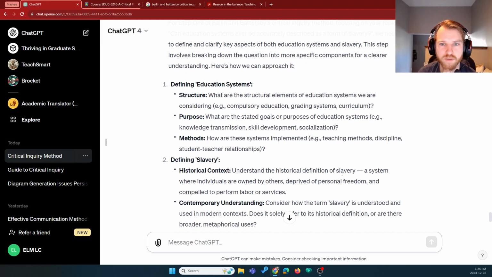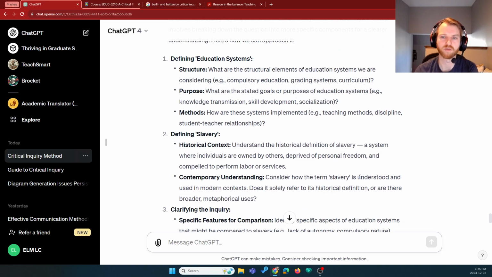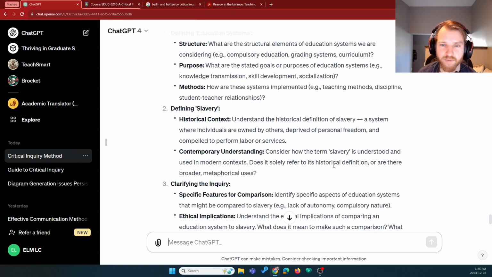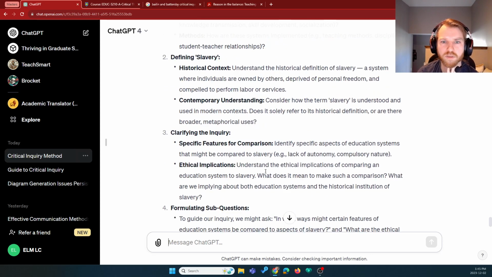Defining slavery. Historical definition of slavery: a system where individuals are owned by others, deprived of personal freedom, and compelled to perform labor or services. Contemporary understanding: consider how the term slavery is understood and used in modern context. Does it refer solely to its historical definition or to broader metaphorical uses? Yeah, so that is a charged topic, but also just an interesting topic. Clarifying the inquiry. Identify specific aspects of the education system that might be compared to slavery. Lack of autonomy.